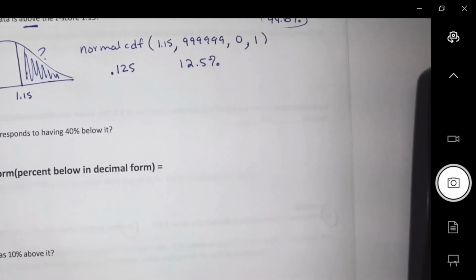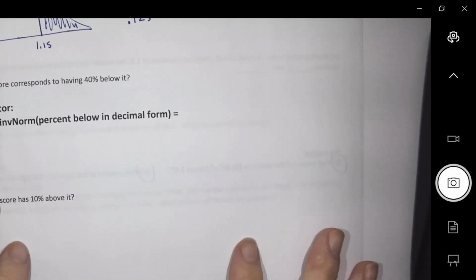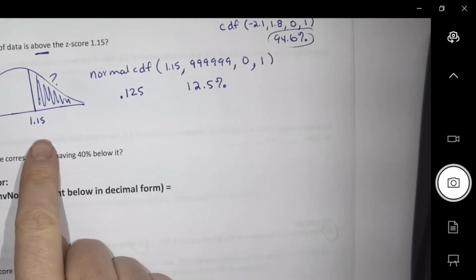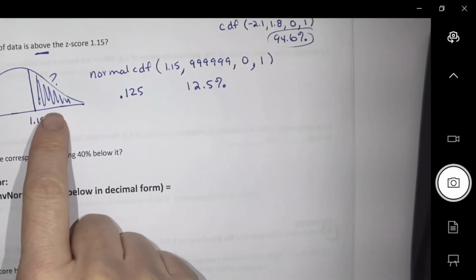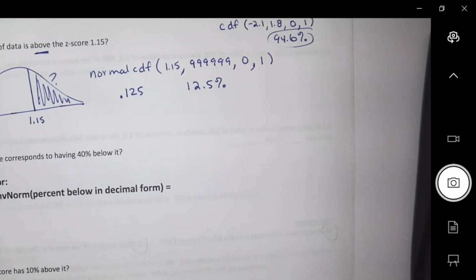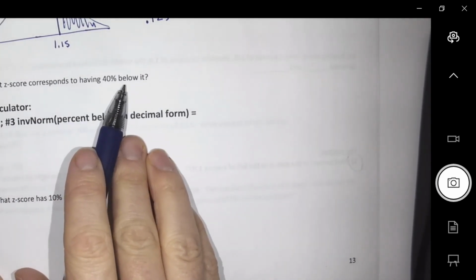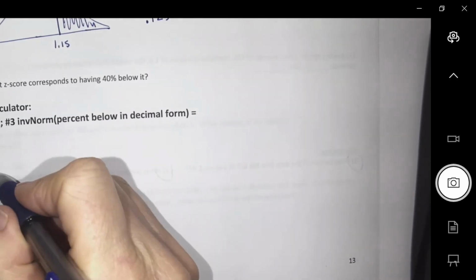Okay, what z-score corresponds to having 40% below it? So last lesson we knew the z-score and we could figure out the percent. Now we know the percent and we're going to go opposite and figure out the z-score. I'm a visual person, so I'm going to draw this. You do not have to draw it, but it's nice to see what we're doing.